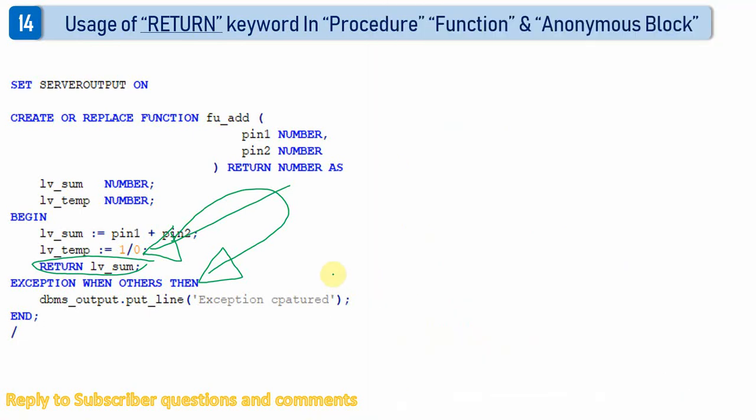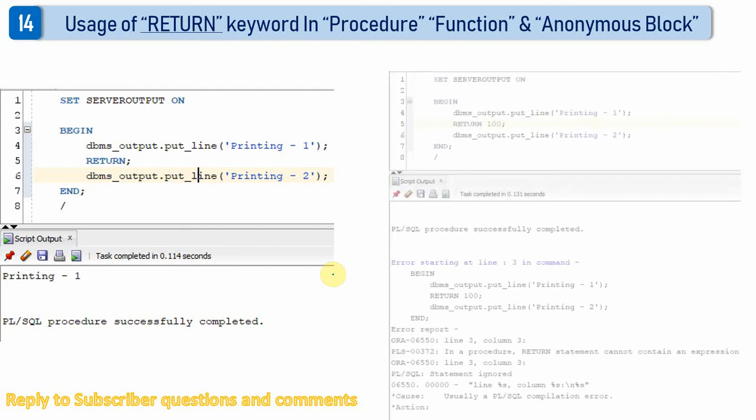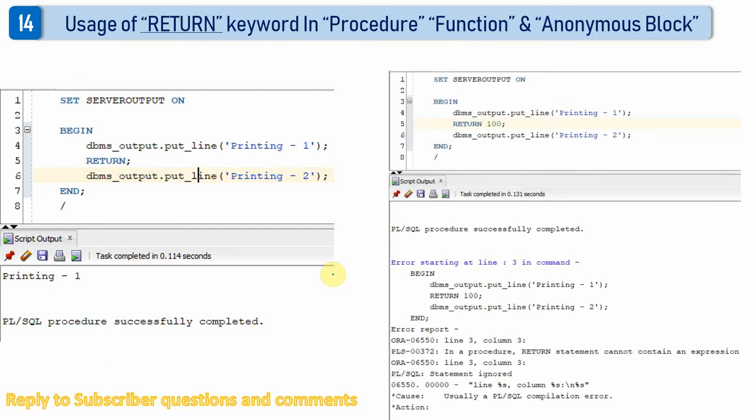So this is the example we just saw. In an anonymous block also we can use the return keyword, and it is very similar to the usage in a procedure. Wherever you want to return out of the execution, you can use the return keyword, but you will not be able to use an expression as part of the return keyword.